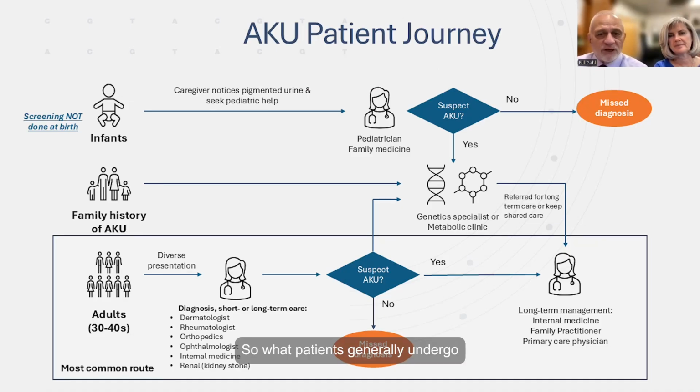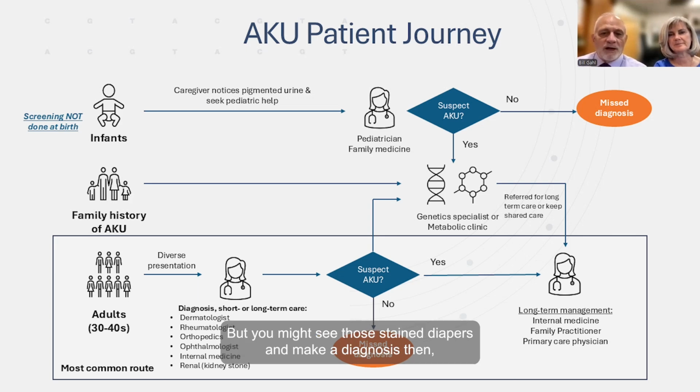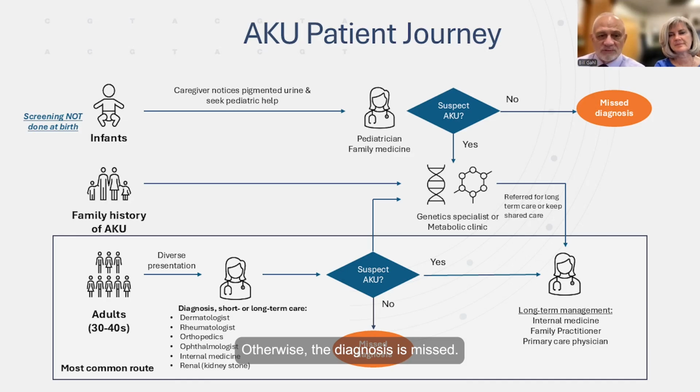So what patients generally undergo is a particular journey to diagnosis, and then to dealing with the diagnosis, and now with the availability of treatment. Remember, screening does not occur at birth. So you're not going to get a metabolic screen back from the nursery that says so-and-so has alkaptonuria. But you might see those stained diapers and make a diagnosis then, especially if the pediatrician or family medicine doctor recognizes that the dark stain of the urine is a sign of alkaptonuria. Otherwise, the diagnosis is missed.